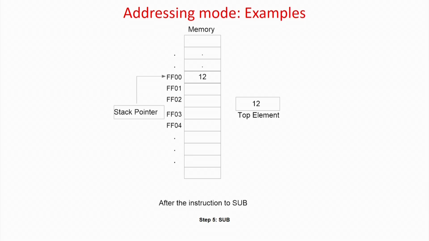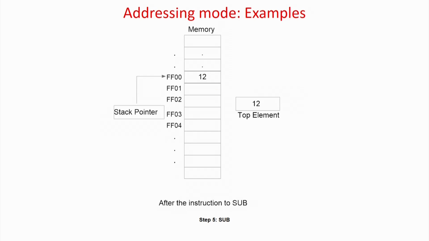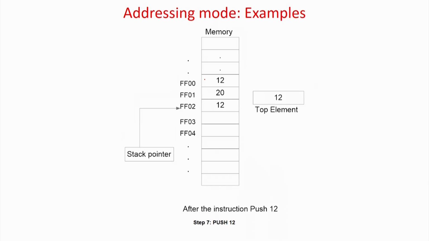Then I say sub, then what will happen? It will subtract these 2 values. So, 27 minus 15 is equal to 12. The subtraction will be done, and the value of 12 will be present over here. Then I again say push 20. So, the next value will be pushed on the top. Then the next instruction is push 12, again I push a 12 over there. It is a very simple operation.